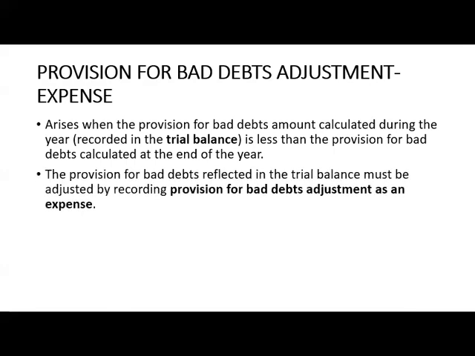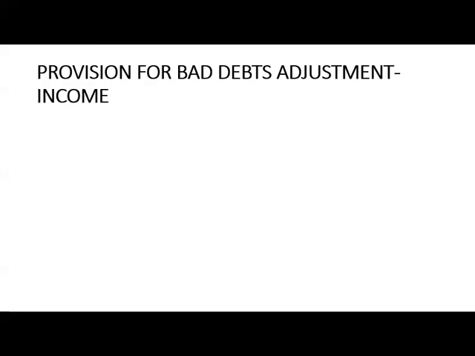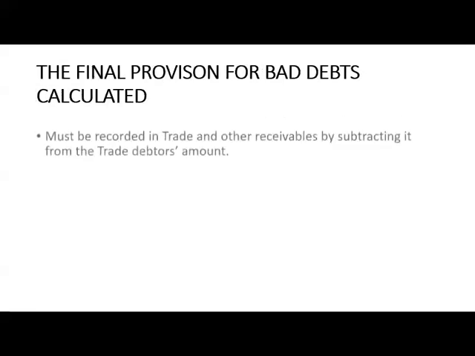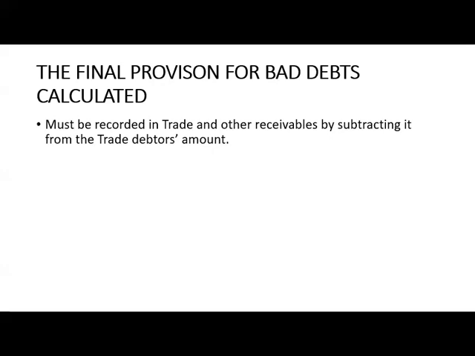But the final one that you calculate, we always subtract it from trade debtors, the one that we calculate at the end of the current financial year. However, if the provision in the trial balance is more than what you have calculated, the difference we are going to recognize as income. And as I've said, guys, we'll record it as provision for bad debts under income. And the one that we calculate, we are going to subtract it from trade debtors.